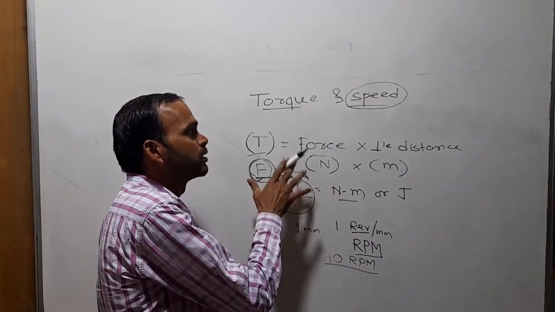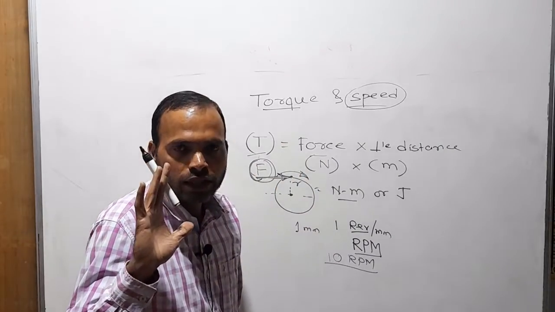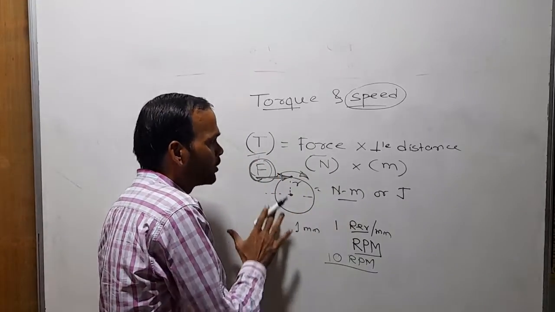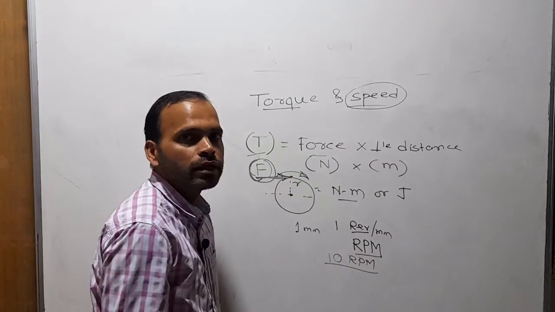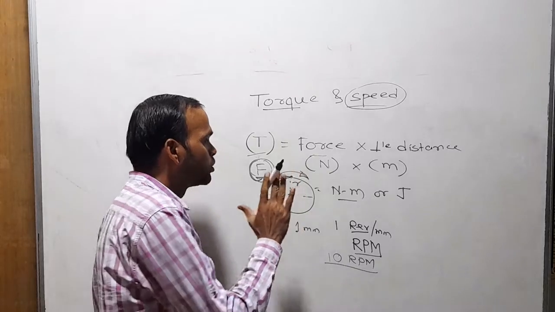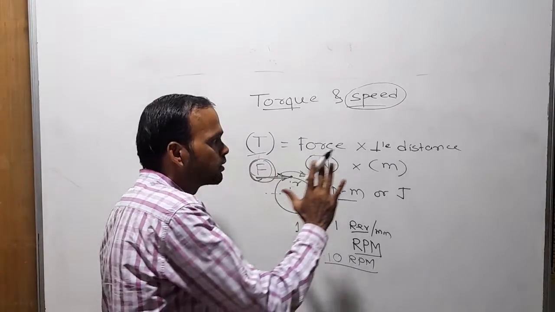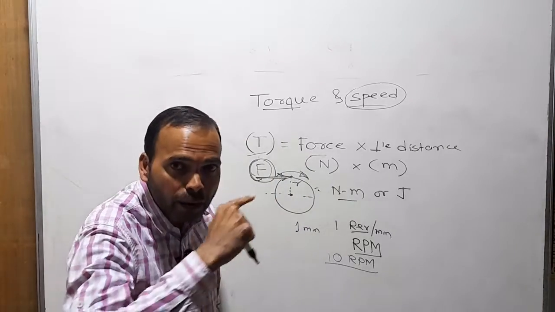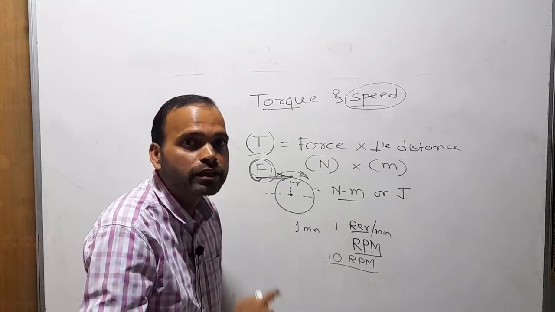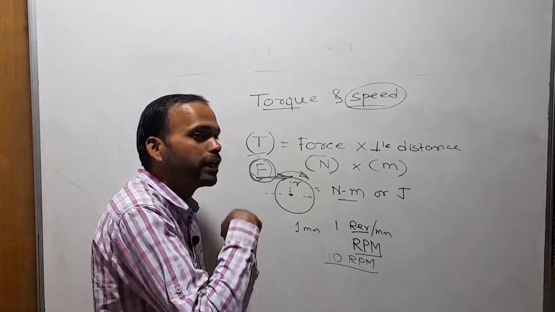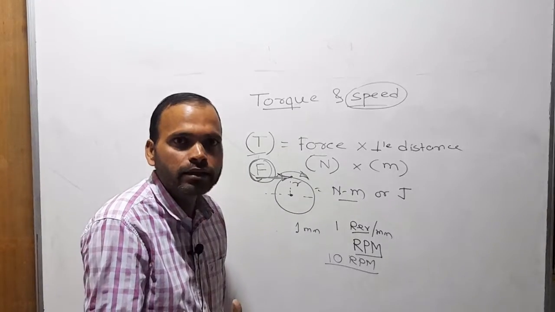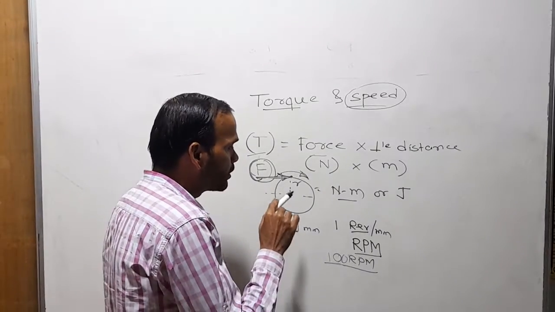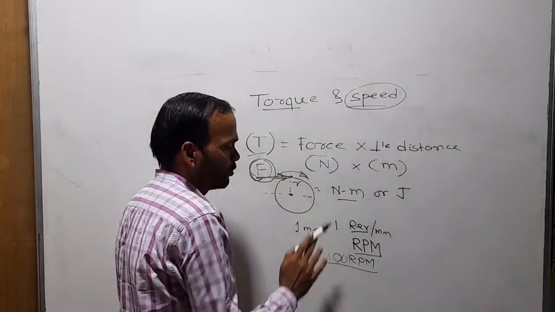So, mark the difference. Torque and speed are both applicable to a circular element, but torque has a different unit and speed has a different unit, and their concepts are also different. Torque is force into perpendicular distance, and speed is how many revolutions that particular element completes per unit time, or per minute. So, if it completes 100 revolutions within 1 minute, it will have 100 RPM, right? So, that is about the unit of torque and the unit of speed.